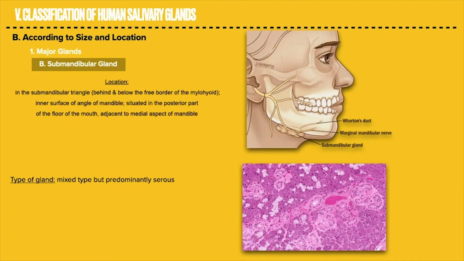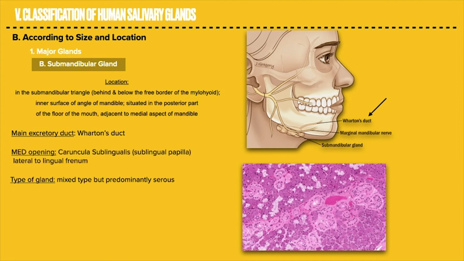It is located in the submandibular triangle, behind and below the free border of the mylohyoid, inner surface of the angle of the mandible, situated in the posterior part of the floor of the mouth, adjacent to the medial aspect of the mandible. Its main excretory duct is the Wharton's duct, which opens on the floor of the mouth, at the summit of the sublingual papilla, also called the caruncula sublingualis, lateral to the lingual frenulum.